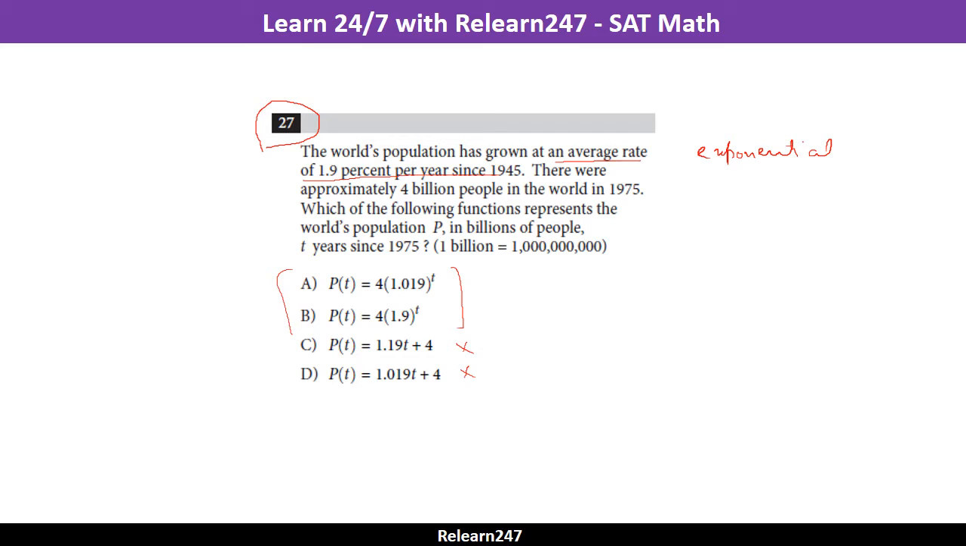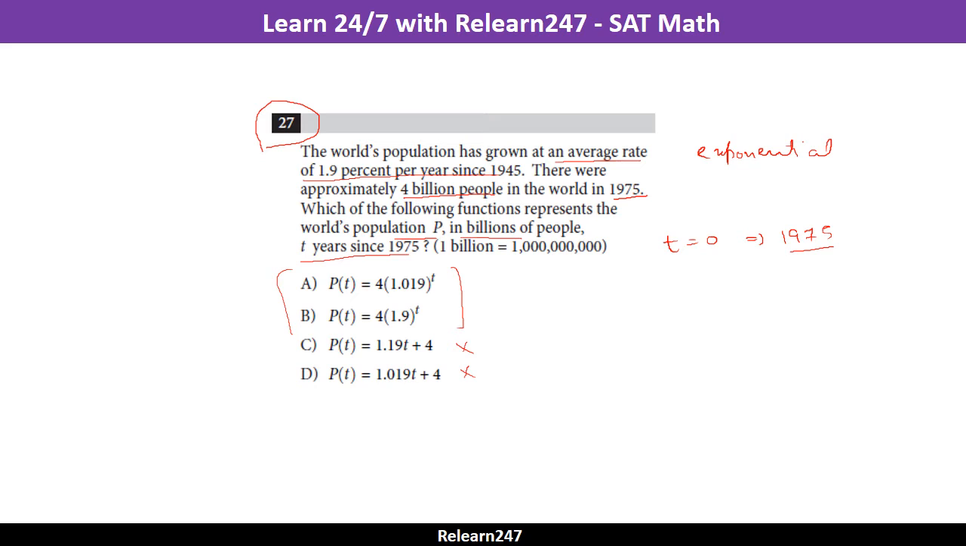There were approximately 4 billion people in the world in 1975. So in 1975 they are saying there are 4 billion people. Which of the following functions represents the world's population P in billions of people t years since 1975? So this means that t equal to 0 means the year 1975. So this information is very helpful.